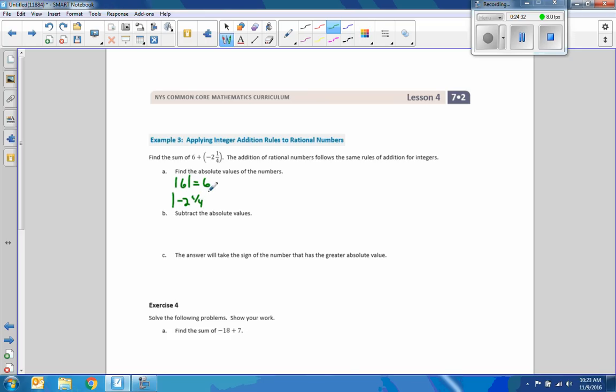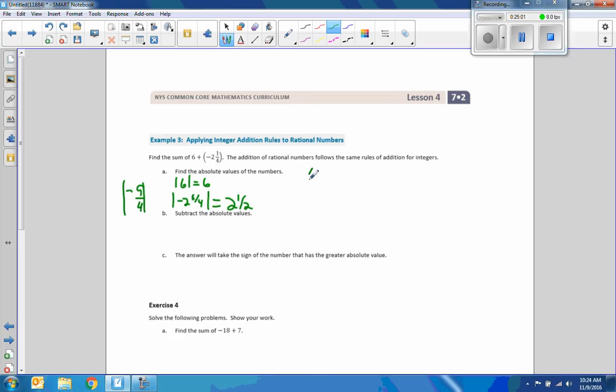Now this confuses some students. This is not negative 2 times a quarter. It's negative 2 and 1/4. If I made that an improper fraction, 4 times 2 is 8, plus 1 is 9. That'd be the same as negative 9 quarters. It is one number, not a multiplication of a number and a fraction. That's a common mistake. So the negative 2 1/4's absolute value is positive 2 1/4.